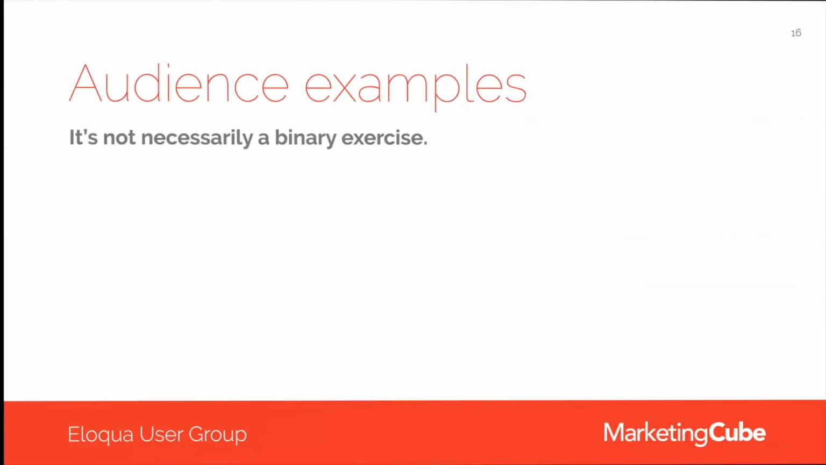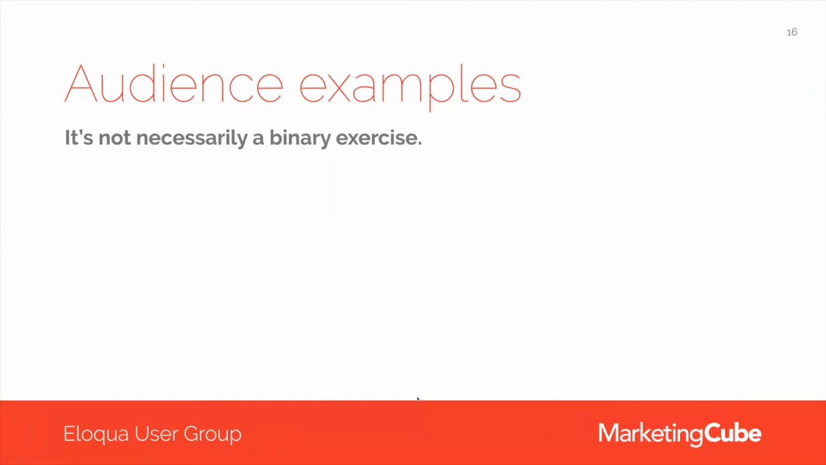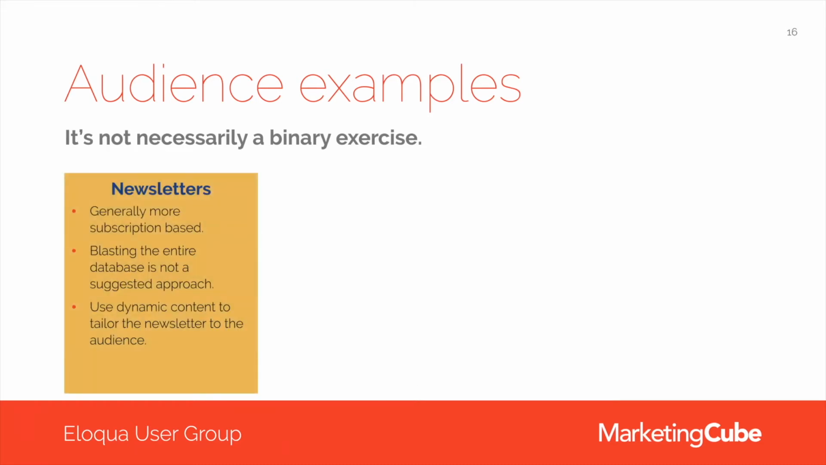Okay, so what I want to do here is give you some examples of different types of campaigns. We've selected three and will give an idea about how that segmentation process might actually go. So newsletters, and we covered this last month, I think it was, or the month before, are generally more subscription based. For some organizations, that might mean blasting the entire database, which is never a really good idea. If you are going to blast the entire database, then at least look at delivering some dynamic content within those communications to be more relevant to the majority of people sitting within that list or database that you're blasting.